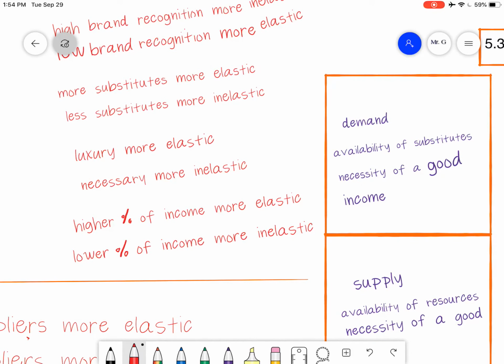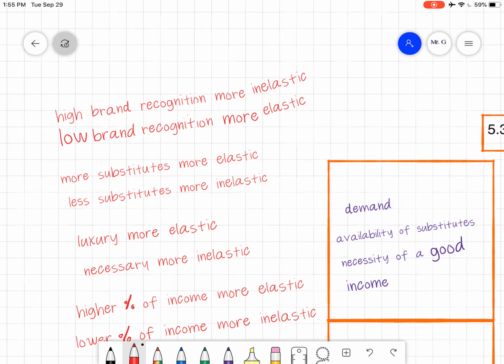Higher percent of income, more elastic. So if you're buying a new car, that's a huge amount of your paycheck being spent on that car. So it's a way more elastic decision for you. If it's a stick of gum and it goes up 10%, that's going to be more inelastic. Why? Because a stick of gum doesn't really cost you a lot, so it going up 10%, you might not even notice the price difference. And so you would just buy it. So it's much more inelastic. It's much more elastic when, of course, you're dealing with a higher percentage of your income.